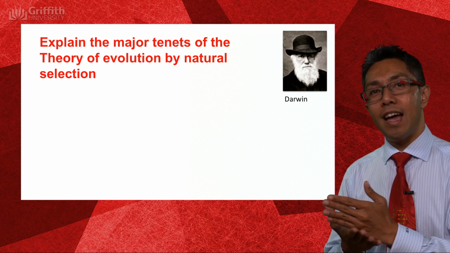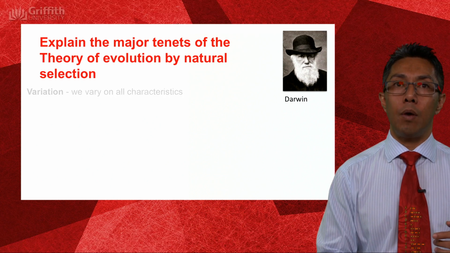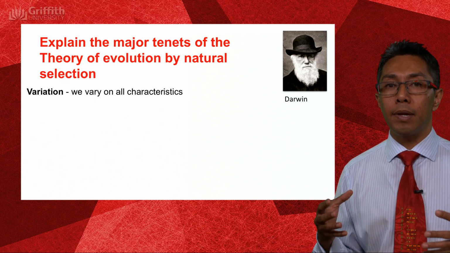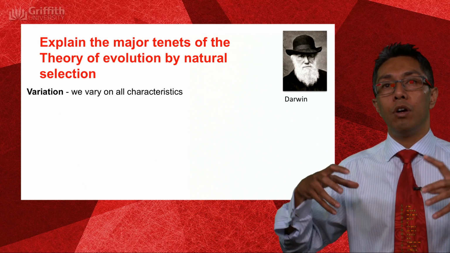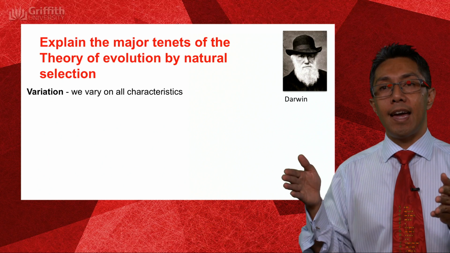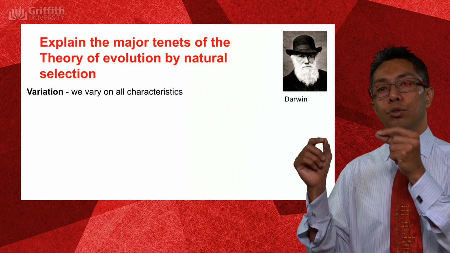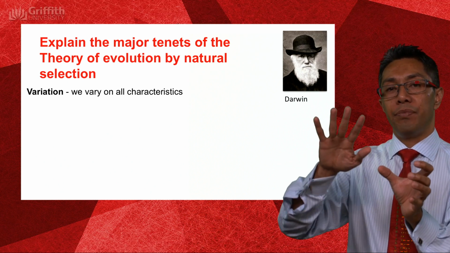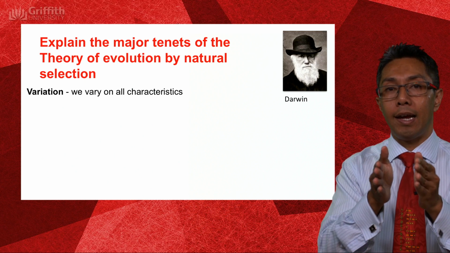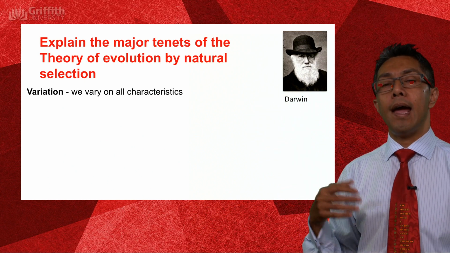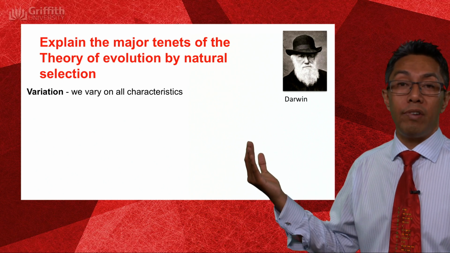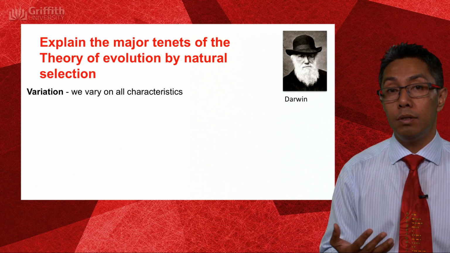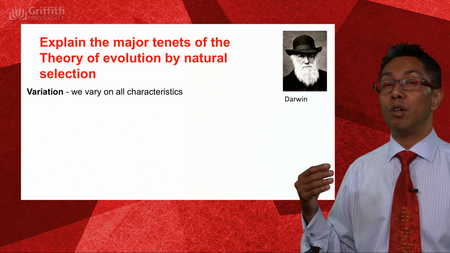Rightio, so let's now have a look at the major tenets that Darwin came up with. The first one, for evolution to occur, we need to have variation within the population. The more variation, the better. Now, the reason why variation is so good is that if the environment changes to better suit other individuals of different characteristics, then they will survive and then produce the next generation. Okay? And what's lucky is that we vary on every single characteristic. We vary in anatomical features, we vary in physiological characteristics, we also vary in terms of behaviour.